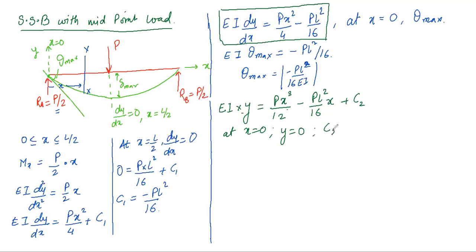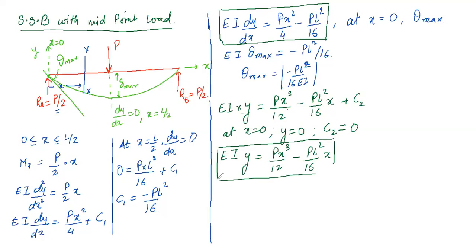It means that the value of C2 is also 0. So we simply define EI into y is equal to Px cube by 12 minus PL square by 16. So this is the required equation of deflection, right? We know that at x equals L by 2, you will get the maximum deflection. So put the value of x equal to L by 2 in this equation.